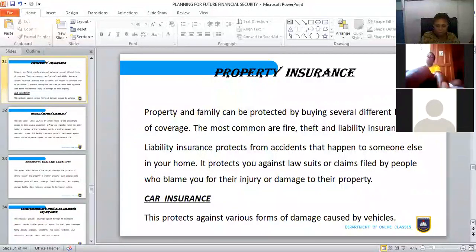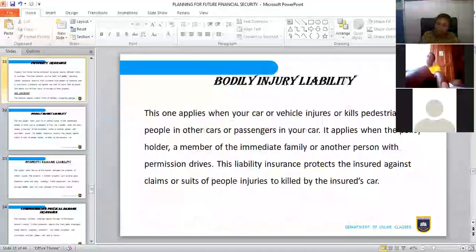Sometimes you've heard people say that people are involved in accidents and then they get some form of insurance cover. Once the vehicle that was involved in the accident is insured, you get that cover. So it will protect you against various forms of damage caused by the vehicle. So that if the car is insured and you are involved in an accident, what it means is the accident insurance is going to take care of your hospital bills.